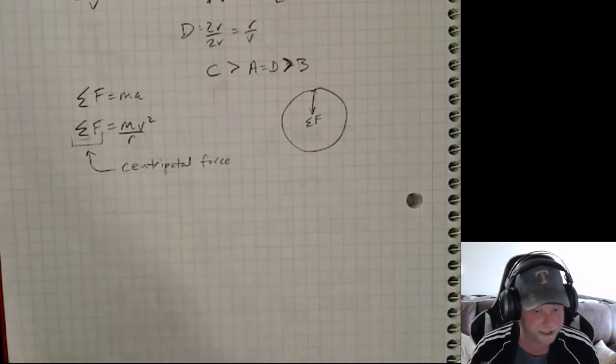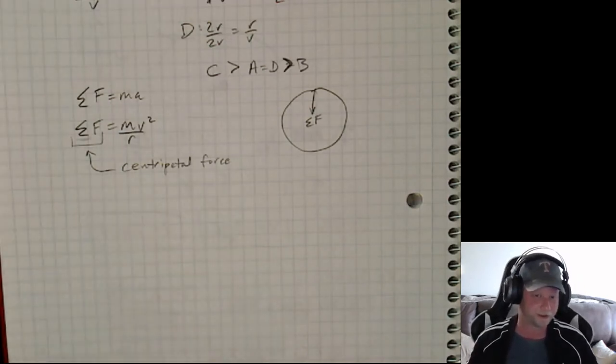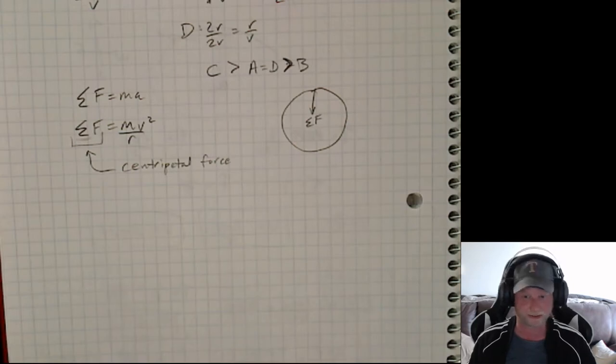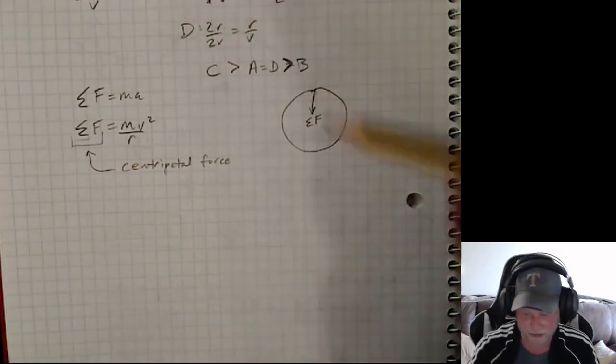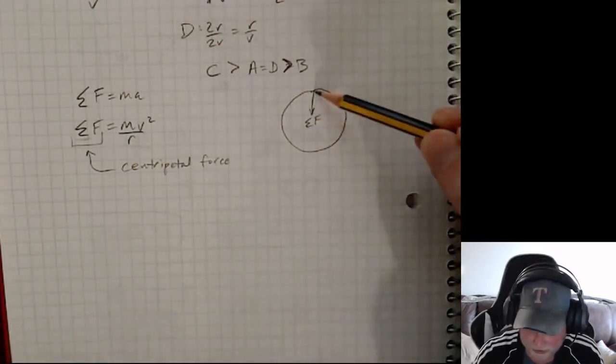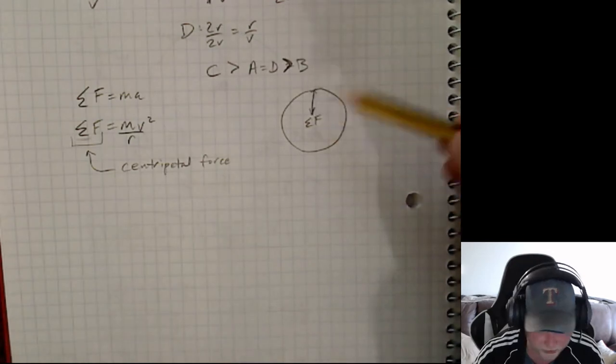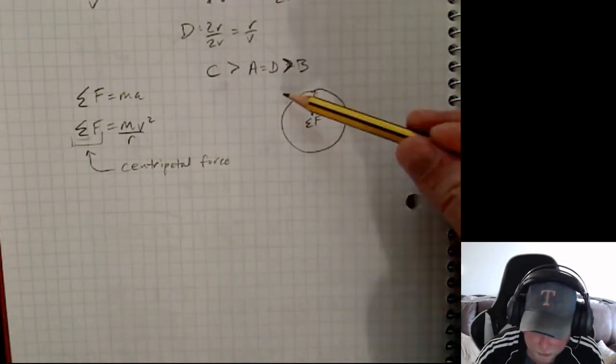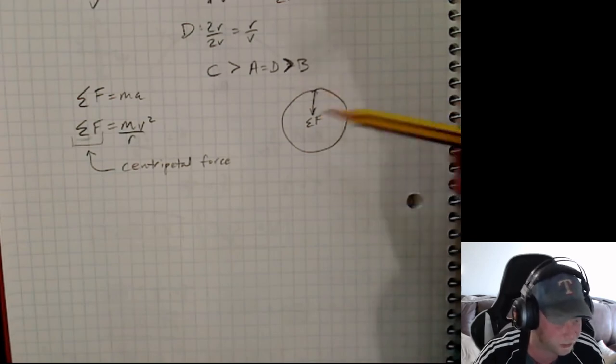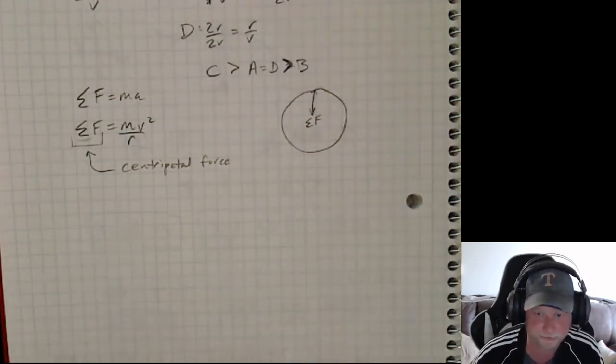Right, so don't fall into that trap of thinking that this centripetal force is some brand new force that we've just discovered. It's just a combo of things we already know. It's just a fancy name for the net force in this case. So the centripetal force points inwards, the centripetal acceleration points inwards, and your instantaneous velocity points tangential to both of those vectors.